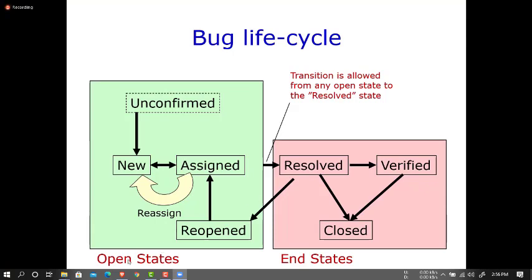So we have open states and end states. So the unconfirmed, new, assigned, reopen are all open states.